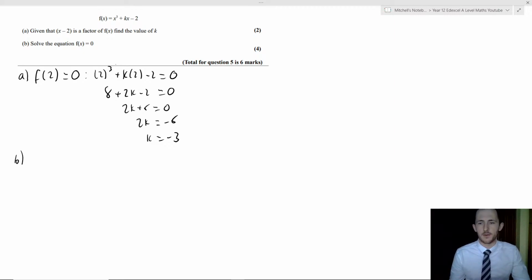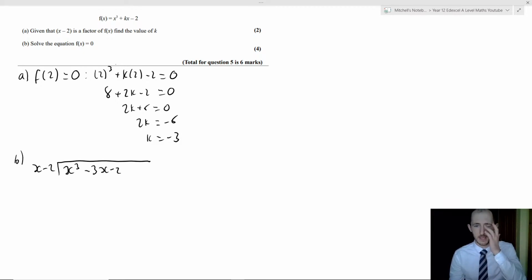Cool. So what we're going to have is x minus 2 on the outside, because once again we're doing algebraic division. And then we have just the equation. So x cubed, instead of k, we're now going to put minus 3, because we know what it is, minus 2. Okay. X cubed divided by x gives me x squared. So in this case, it can be tricky to read the answer. I'm just going to put it right above, because we don't have any squares in this case. Times it by the cubes, we get x cubed. Minus 2x squared.